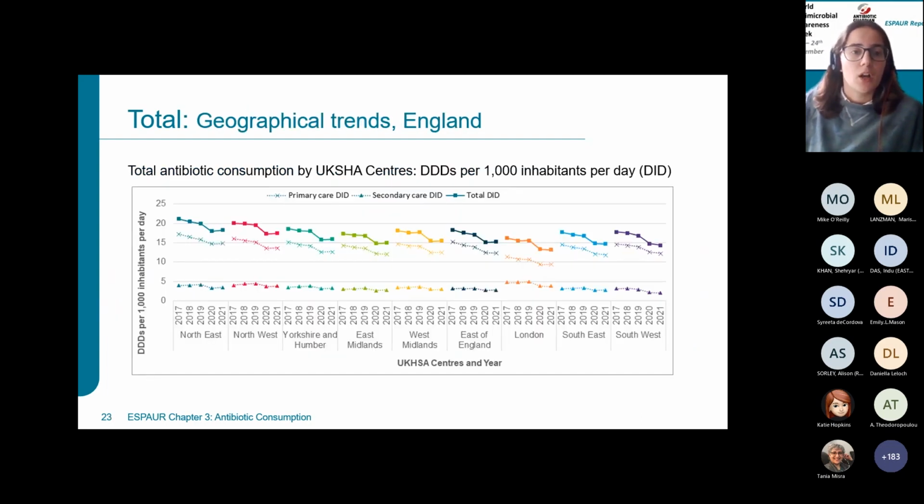So this is just giving a look geographically at the different UK HSA centres. So we can see whilst there are evident regional differences between the centres, the regions do tend to follow the same trend at the same time. So for example, they all show a decrease in total DIDs between 2019 and 2020. The Northeast has consistently been the region with the highest total and primary care prescribing for the last 5 years, with London having the lowest. And then conversely, London has had the highest prescribing in the secondary care setting. Next slide, please.